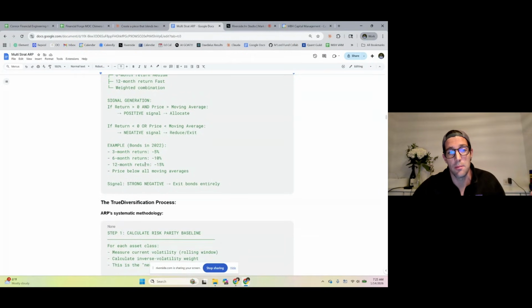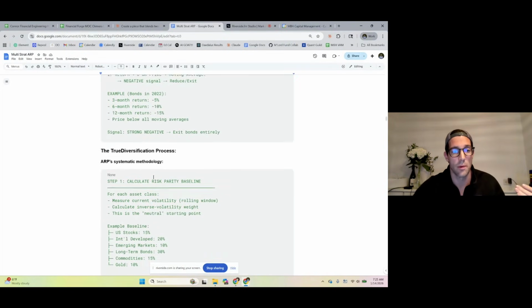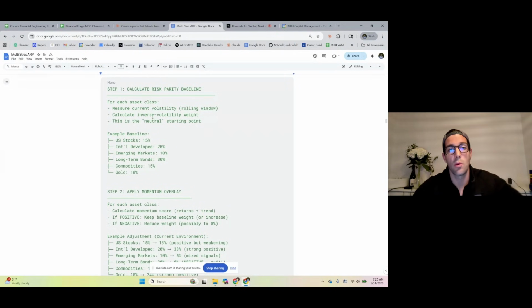Here's an example of just how we kind of go about weighting it. You can see here, example in bonds, a 3-month return was negative 5%, 6-month was negative 10, and 12-month was negative 15 in 2022, strong negative, not in bonds at all. This is where we're at currently. Then when you look at calculating this risk parity as a baseline, we'll take the current volatility for those rolling windows. Then we'll have the inverse of the volatility weight to have a signal.